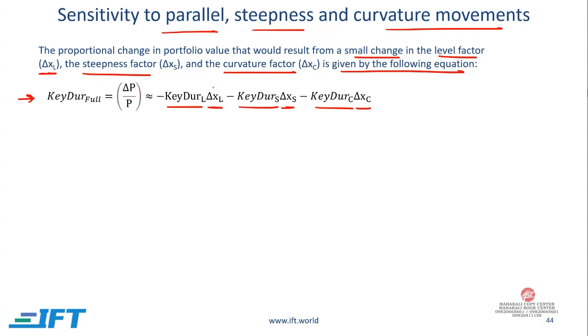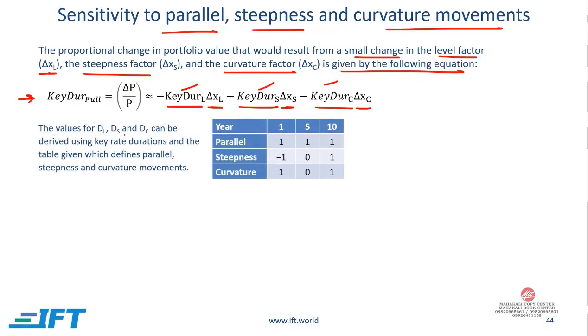The question now is, how do we calculate these duration numbers? And the answer is that the values for these duration numbers can be derived using key rate durations, which we saw before, and the table given over here, which defines what we mean by a parallel movement, a steepness change, and a curvature change. So let's come up with these duration numbers.